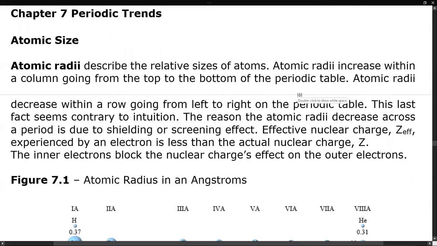Chapter 7 is periodic properties, periodic trends. First of those is atomic size. In general, you get bigger going down the column and you get smaller going across the row. That's because you get smaller across the row because of an electron screening effect. You have more electrons screening those outer electrons from the full charge of the nucleus. Therefore, you get an effective nuclear charge that's less than the actual nuclear charge.